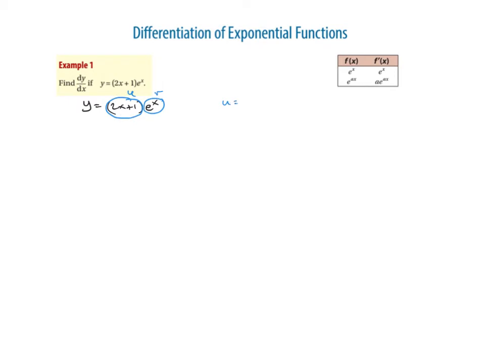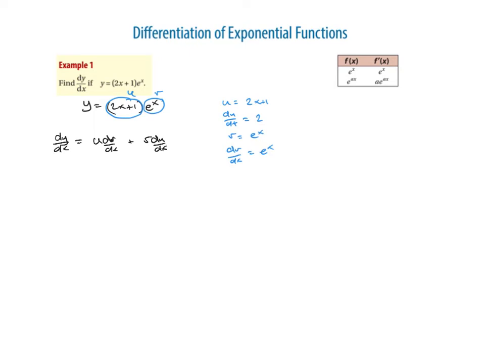So u is equal to 2x plus 1, which means du dx is equal to 2. v is equal to e to the x, and this is the new one, dv dx is equal to, according to the definition over here, e to the x goes to e to the x. We're now going to throw that through the product rule, and the product rule, if you remember, is dy dx is equal to u dv dx plus v du dx.